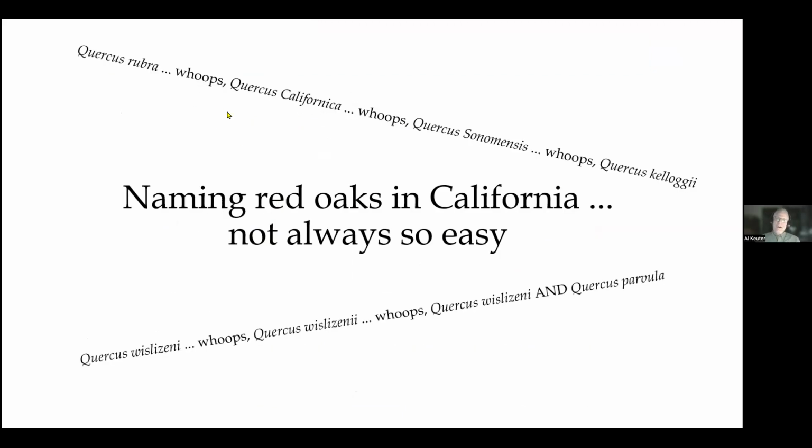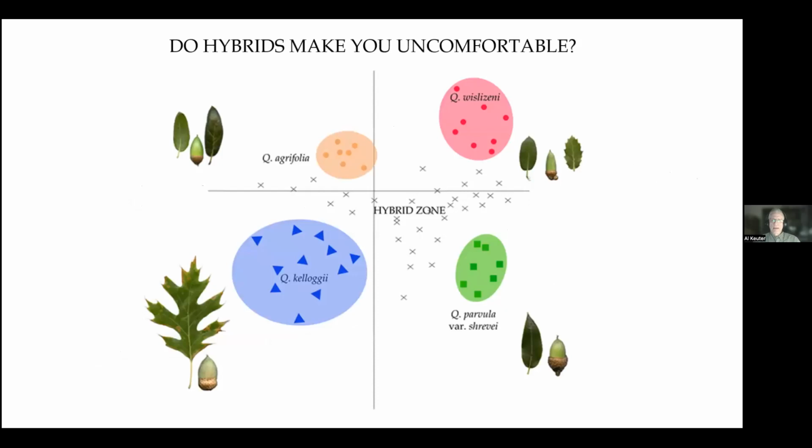And all of this interesting splitting over just a few million years has made naming red oaks by scientists in California not so easy. So I'm going to show you the 4 species of California red oaks. We have coast live oak up here. We have the interior live oak over here. We have the Shreve oak over here, lower right. And we have the California black oak in the lower left.